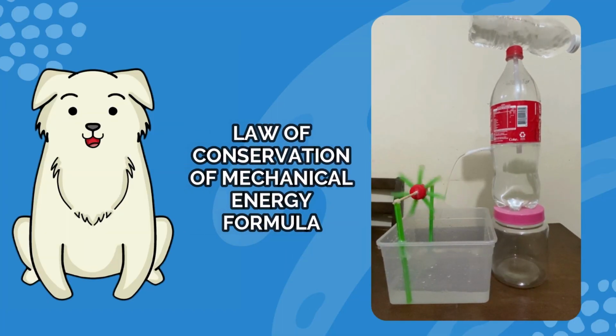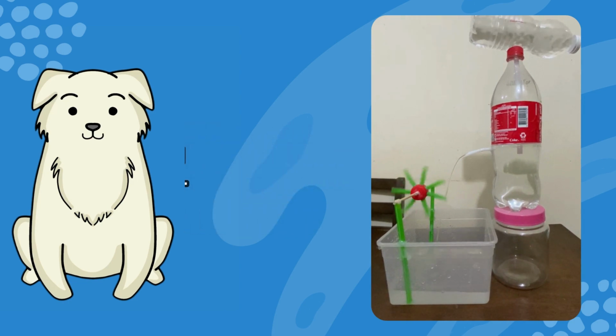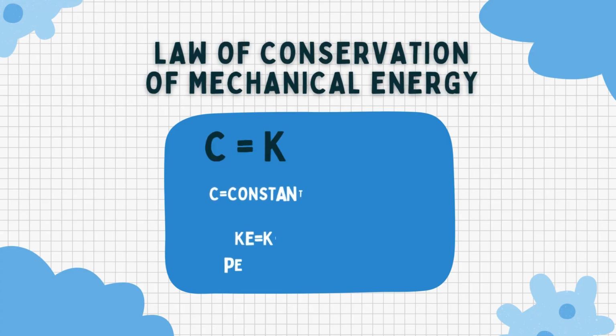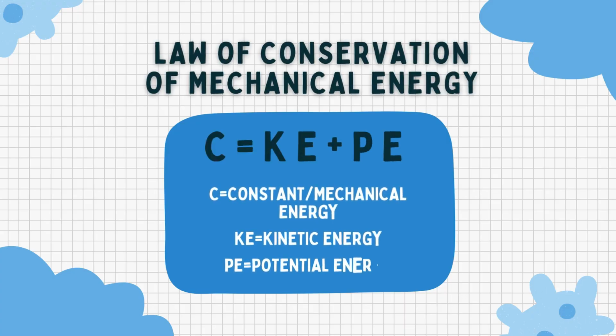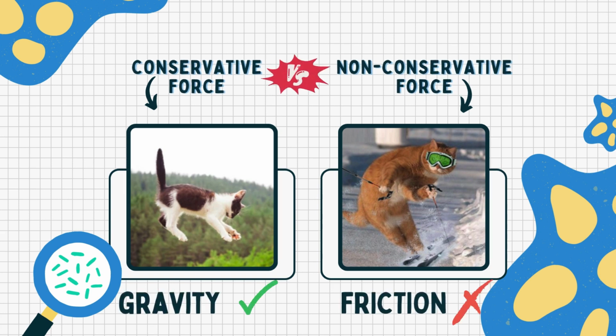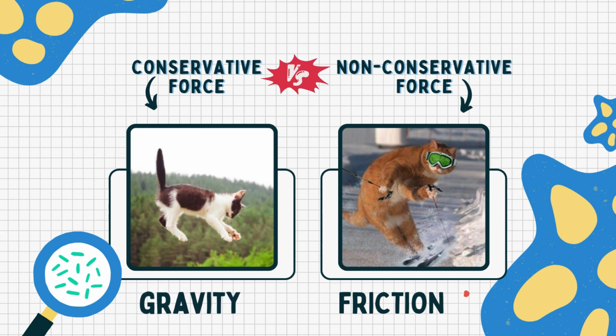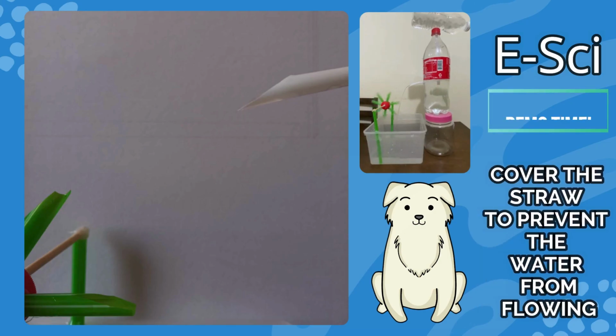Rian, using our device, please reveal the mathematical representation of the law of conservation of mechanical energy. Mathematically, the formula for the law of conservation of mechanical energy is C equals KE plus PE, where C stands for some constant. Mechanical energy is conserved for a conservative force such as gravity, but not for a non-conservative force such as friction. Right, now let's do the demo.